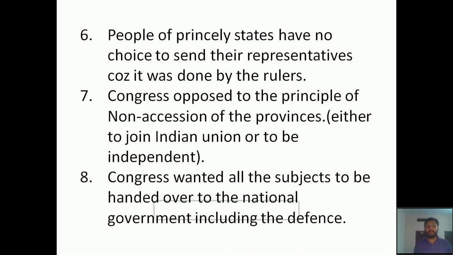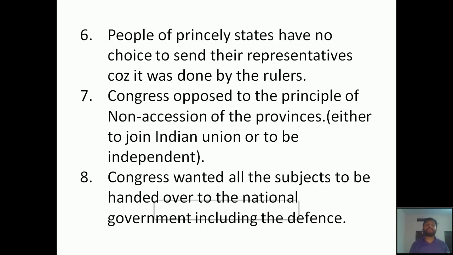And finally, Congress wanted all the subjects to be handed over to the national government, including defense. As we have already seen, the Cripps Mission recommended that major things like defense and all other things would be vested in the hands of the British, and the Indian government should go for some kinds of compromises. But in return, Congress wanted all the subjects, all the activities of the nation, to be handed over to the national government, including defense. So these were the different reasons behind the failure of the Cripps Mission.